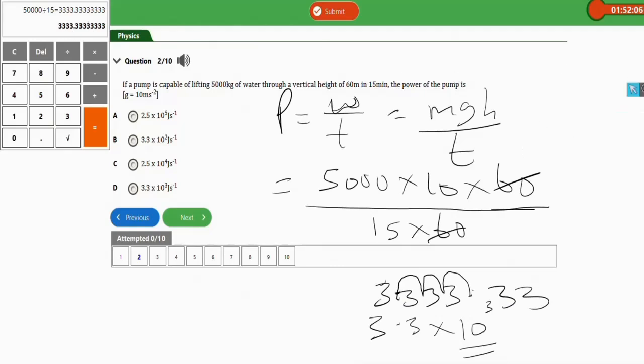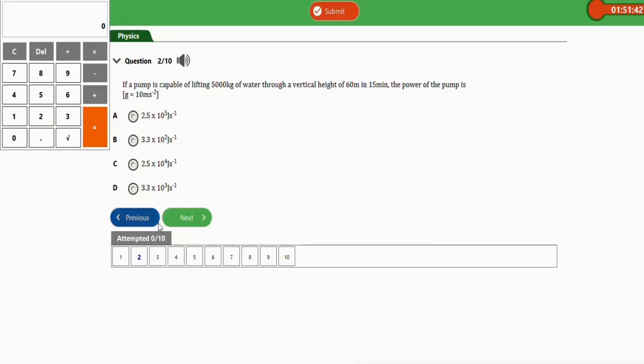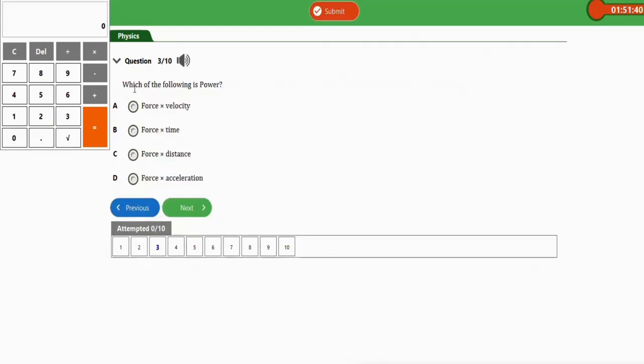Let's wipe this now and solve the next repeated question. It says, which of the following is power? I think we have solved this question before when we solved problems in work, energy and power. This shows you that this question is often repeated. So the correct option here is option A, force times velocity is equivalent to power. Let's go to the next repeated question.